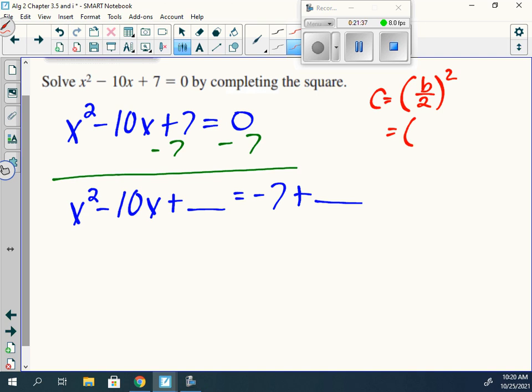Squared. In this problem here, what is the value of b? Negative 10. Well, negative 10 divided by 2 is? And negative 5 squared is? 25. And I would add it to the x squared and negative 10x, because that would give us a perfect square trinomial, yes?